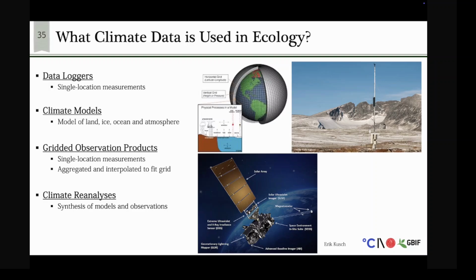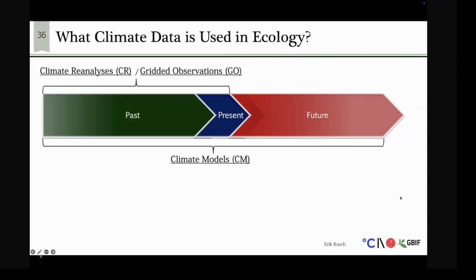You also get gridded observation products. These are single location measurements, like this weather station here, that are then aggregated together with other single location measurements and interpolated to fit a grid, much like the grids that climate models use. Finally, you also get climate reanalyses, which are a synthesis of the climate models and the measurements on the ground, however, not interpolated to fit some grid.